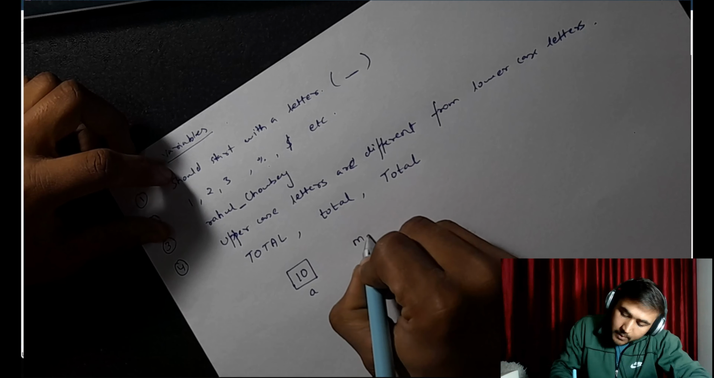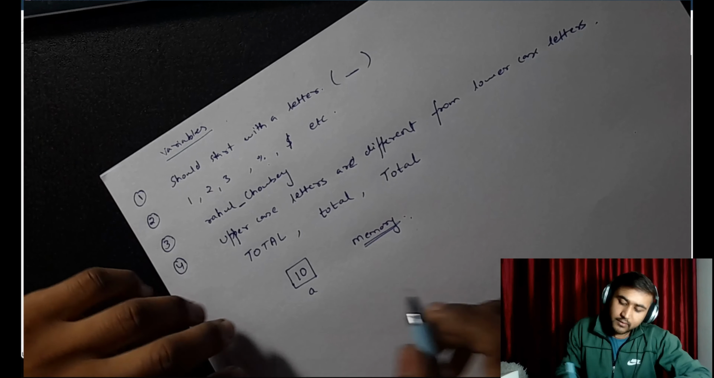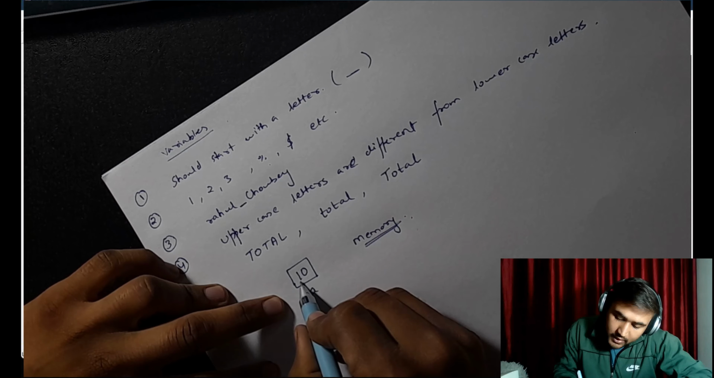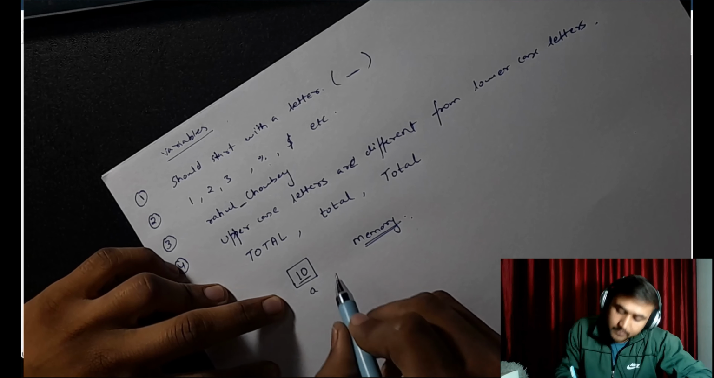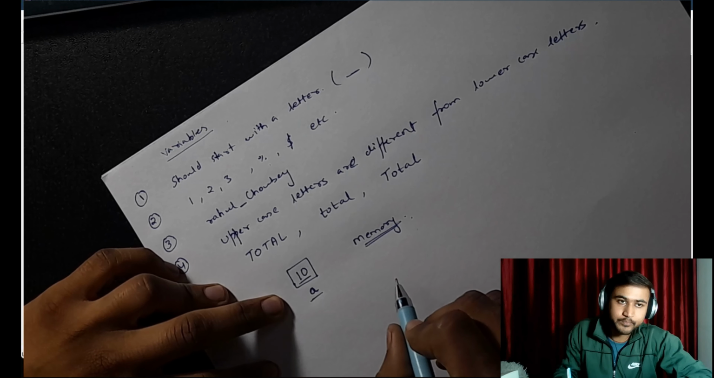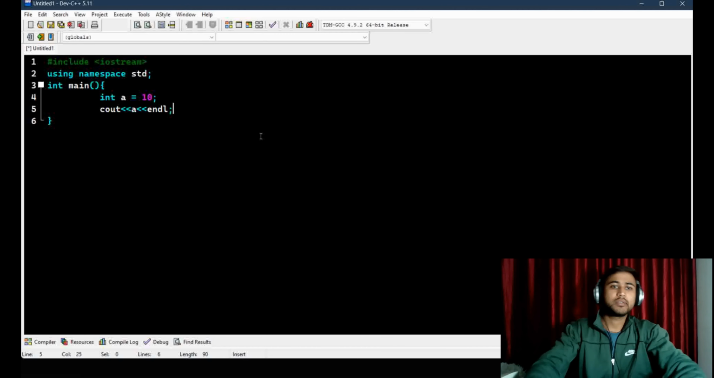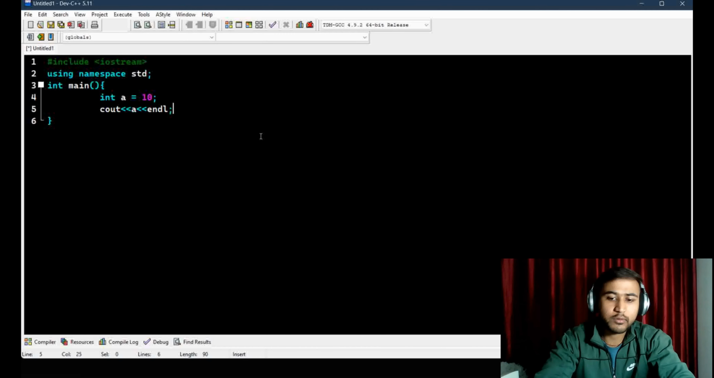So this is my memory. What I have done is I have allotted this block the value 10 and given it a name as a. Now what I am doing is I am printing this a value on my console.